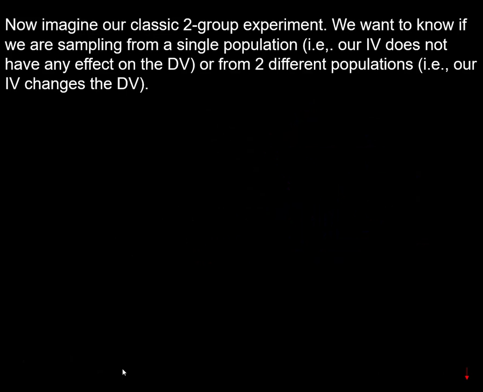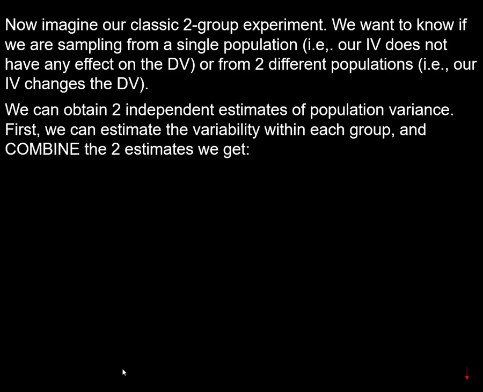So now imagine our classic 2-group experiment. We want to know if we're sampling from a single population, and that's the same as saying that our independent variable does not have any effect on our dependent variable, or if we're sampling from 2 different populations. And that's the same thing as saying our independent variable causes a change in the dependent variable. Well, which situation are we in? Of course, we can never know for sure, but we can obtain 2 independent estimates of population variance, and then use those estimates to see if it's more likely that we're sampling 2 samples from the same population, or in other words, our independent variable has no effect, or if we actually have 2 samples from 2 different populations, in other words, our independent variable is causing a difference, hence people at one level of the independent variable represent a different population than people at the other level of the independent variable.